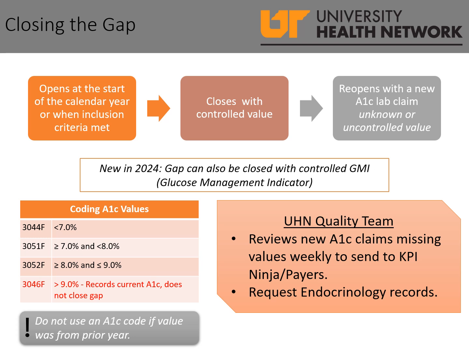The UHN quality team supports the closure of this gap by reviewing new A1C claims that come in without a reported value each week. We look for the results in the EMR and in Ethan, and we report the value to KPI Ninja and to our payers. We also request missing records from endocrinology.